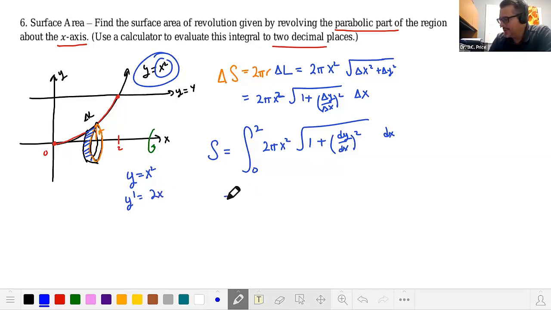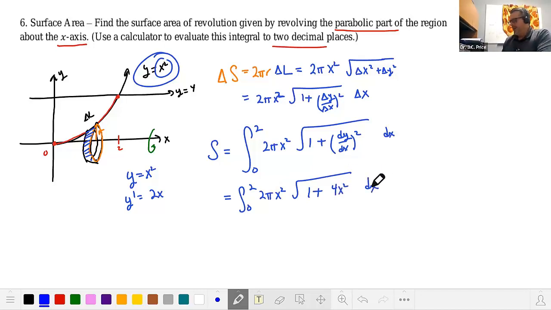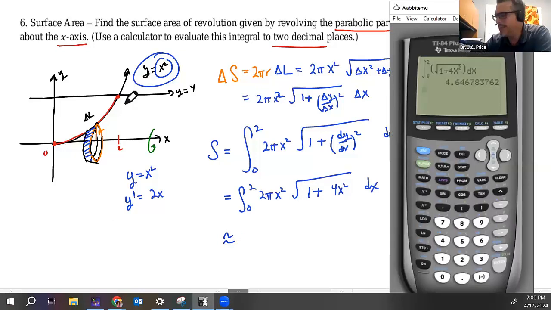And so this will be equal to the integral from 0 to 2 of 2 pi x squared, the square root of 1 plus, and then when you square 2x, you get 4x squared, which we've already done, so I'm just going to write it down, dx. We put this into our calculator, and it's going to tell us the answer. So let's go back to our calculator. And in fact, we could probably just use what we had before.